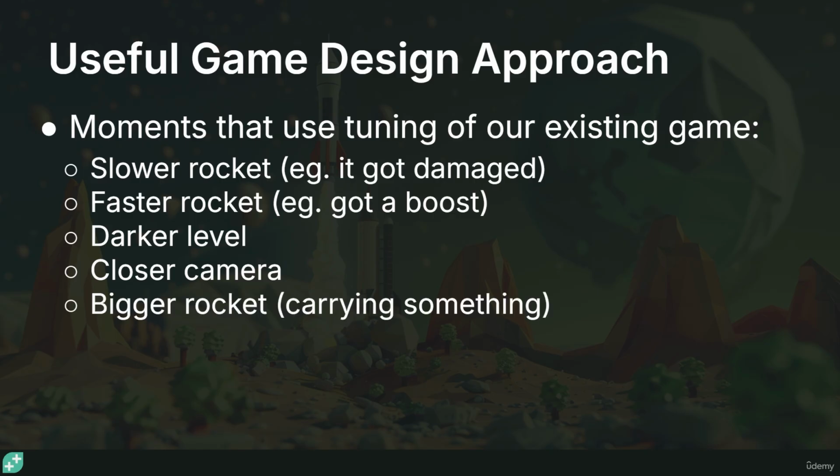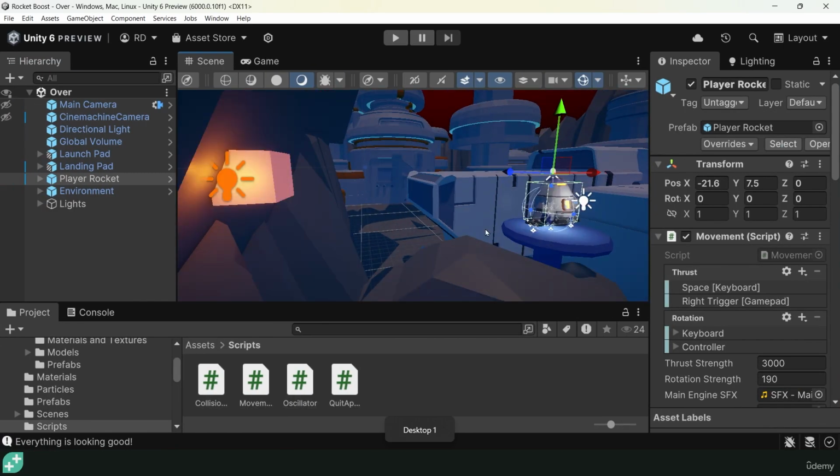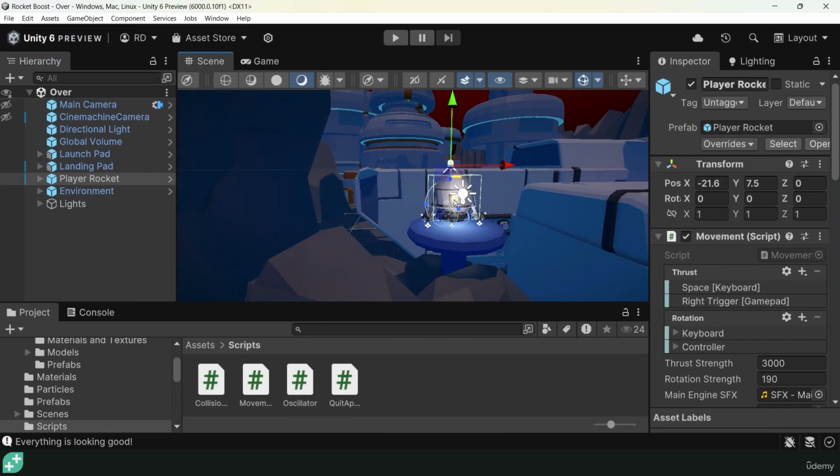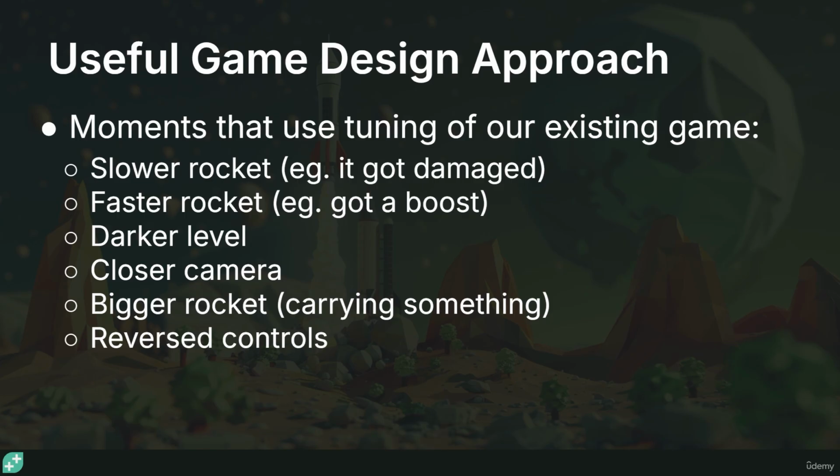You could have a bigger rocket. You're carrying something in this level. So instead of just having the normal size rocket, we say, okay, in this particular level, I'm going to update my rocket prefab. So for just this level, you've got maybe a thing that you're carrying or towing or dragging along behind you. We could do reverse controls just to be annoying, and so on. So again, these are ways to create moments.